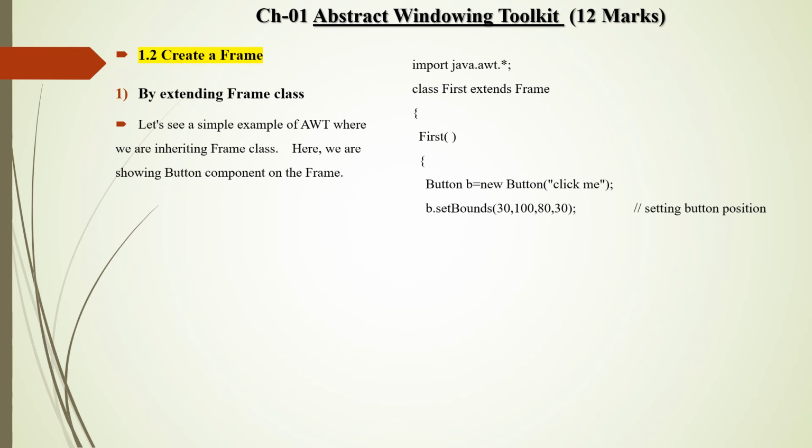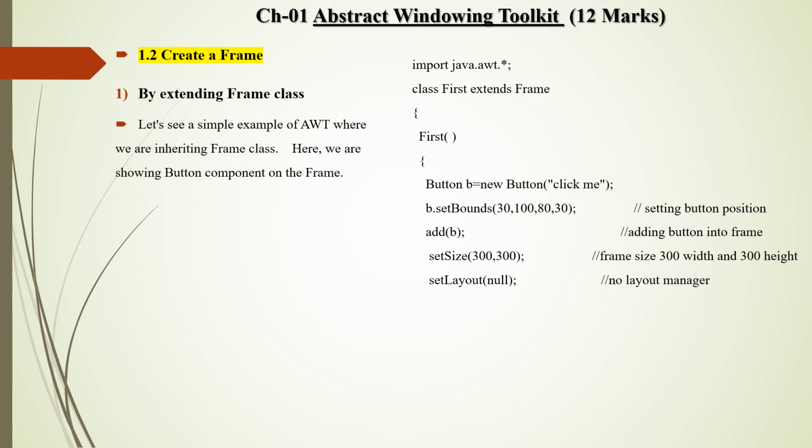b is the object of Button, and in the button we pass one string, "Click Me". b.setBounds, this method is used to set the position of the button. Then we add the button into the frame, so we use the add method. Then we use the setSize method to set the width and height of the frame. Then we set the layout. We pass null, so there is no layout manager. setLayout is the method used to set the layout of the component. Then setVisible is the method used to set the visibility of the component. By default it is false, so we set visibility to true.